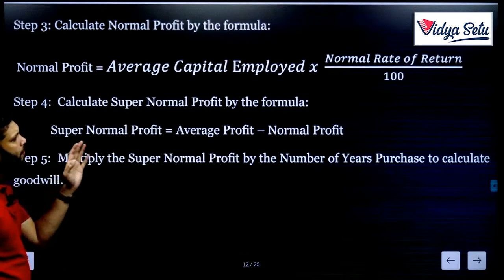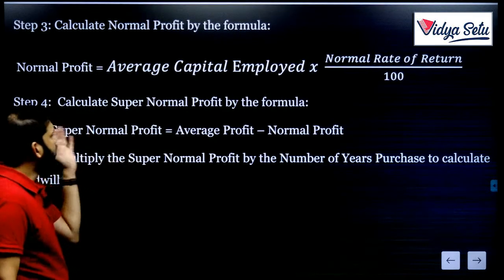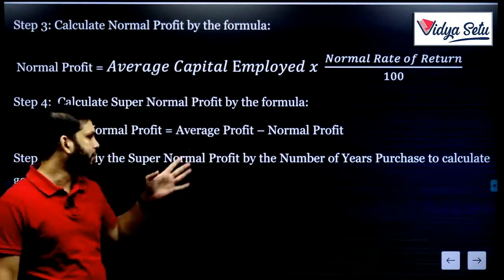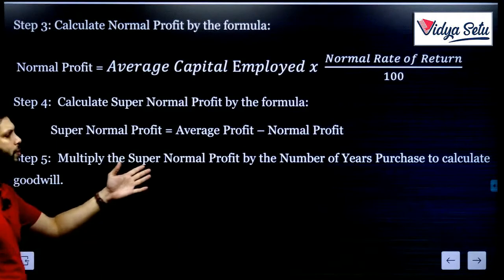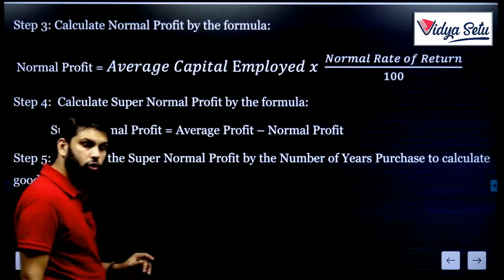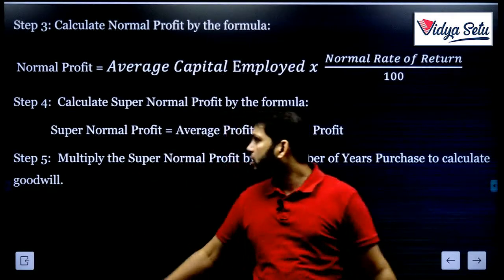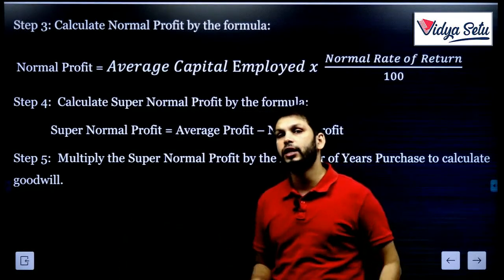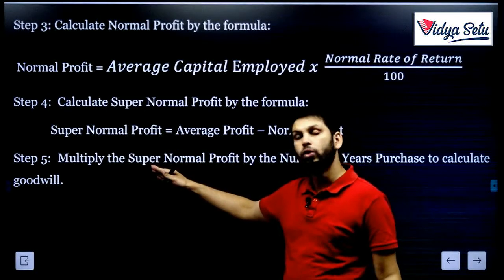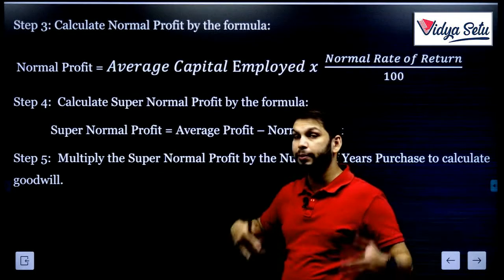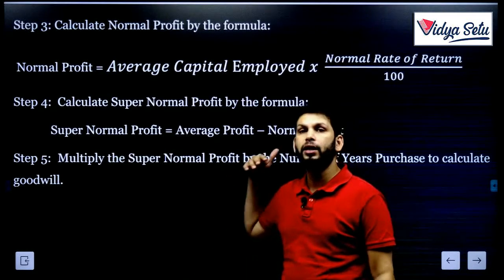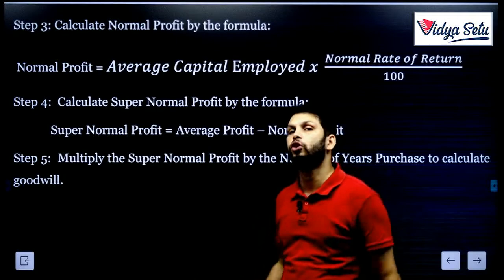Then calculate supernormal profit by the formula: supernormal profit equals average profit minus normal profit, and multiply the supernormal profit by the number of years of purchase to calculate goodwill. Do you remember? If super profit is negative, then there is no goodwill. You have to stop the question here only. You don't have to go on to multiply. There cannot be a negative goodwill. So super profit cannot be negative. That means super loss is not possible.